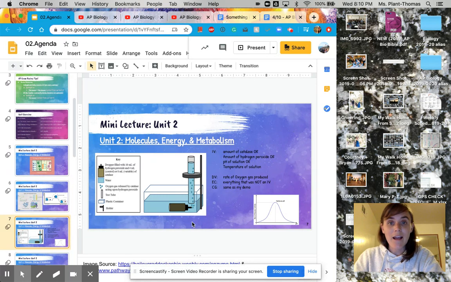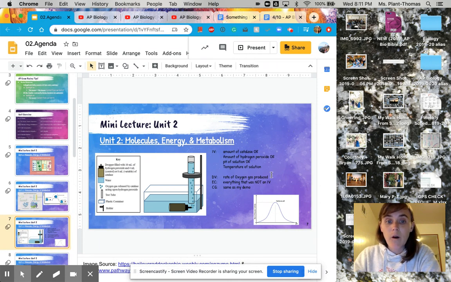Then we did our enzyme lab, and here's a little image I found from someone's online lab report. But remember, your independent variables were different. Some of you, it was the amount of catalase, that was the enzyme. Some of you, it was the amount of hydrogen peroxide, that was our substrate. Some of you, it was the pH of the solution. Some of you, it was the temperature of the solution.